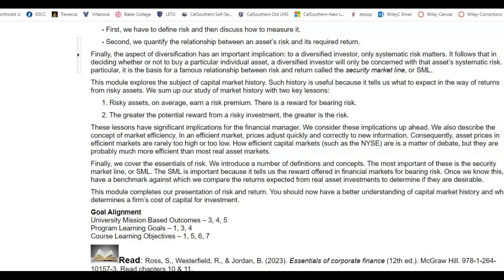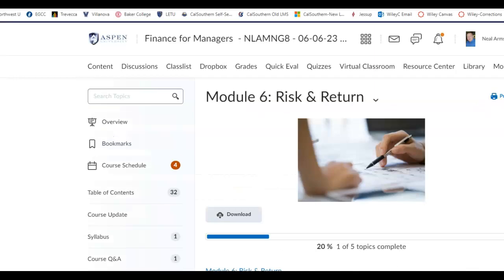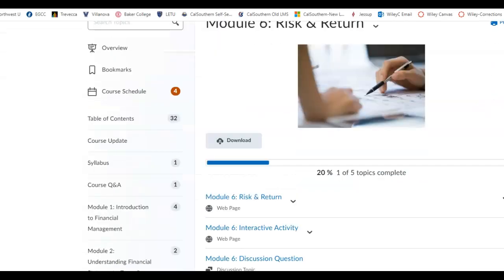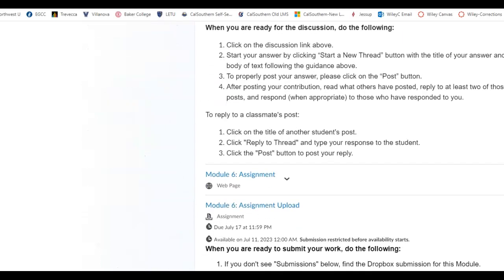This week we're going to be reading chapters 10 and 11 of our textbook. We also have a discussion board post as well as an assignment due as well.